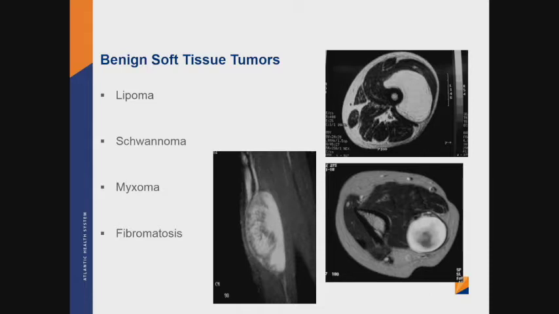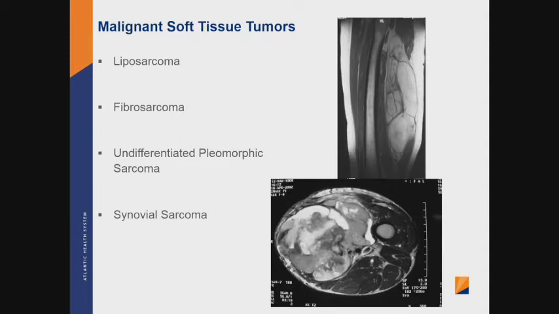Myxoma is a common benign tumor. Fibromatosis is a benign aggressive type of soft tissue tumor. Schwannomas are usually painful, whereas the other ones are usually painless. And these are the most common malignant soft tissue tumors.